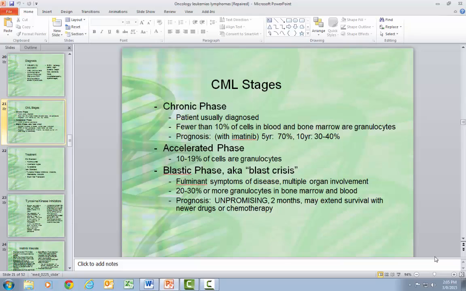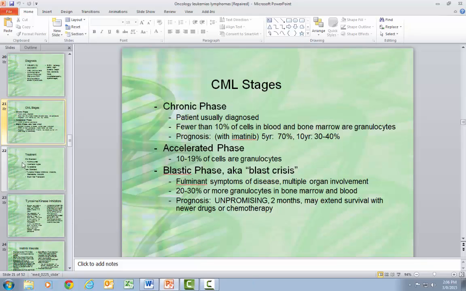There are many stages of CML. Patients could have chronic phase, or accelerated phase and blastic phase, which is called also blast crisis. This one is very important because the prognosis is very poor. Even though it has improved for the last 2 months, and the survival also has increased due to the usage of newer drugs or chemotherapy. Basically, patients would have fulminant symptoms of the disease and multiple organ involvement. 20 to 30% or more blasts in bone marrow are present.